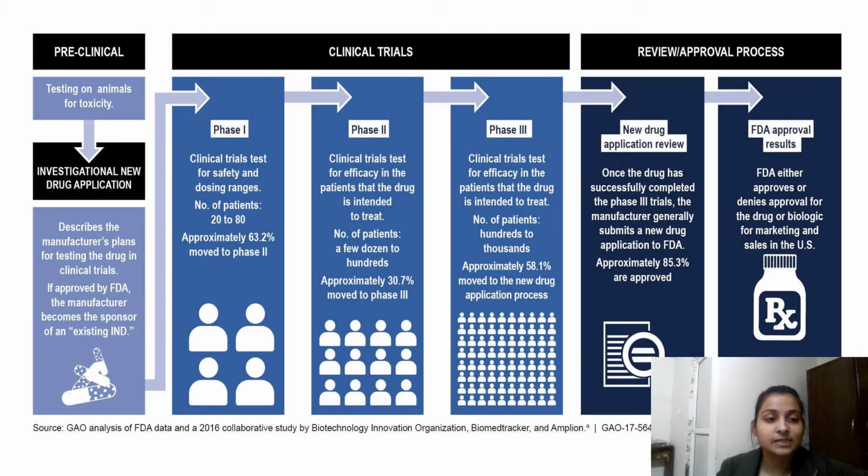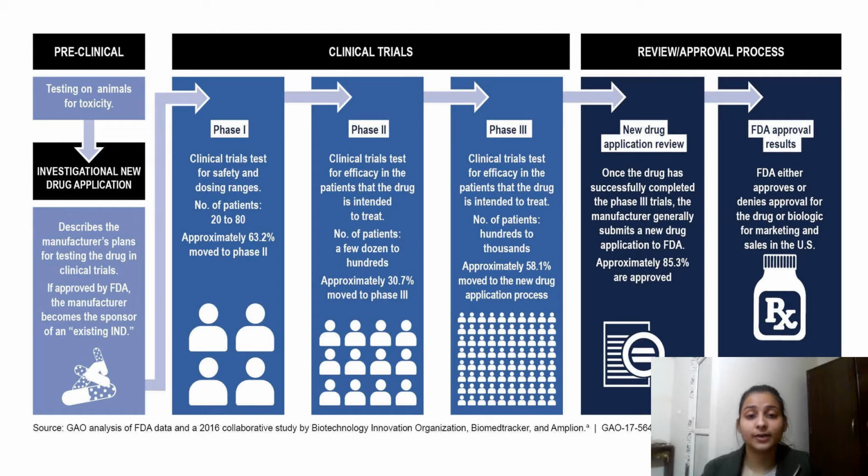Phase 1 clinical trials test for safety and dosing range. The number of patients in phase 1 clinical trials is very small in comparison to phase 2 and phase 3 clinical trials. Approximately 63.2% move to the phase 2 clinical trial. Phase 2 clinical trials test for efficacy in the patients that the drug is intended to treat. The number of patients is a few dozen to hundreds. Approximately 30.7% move to phase 3 clinical trials.